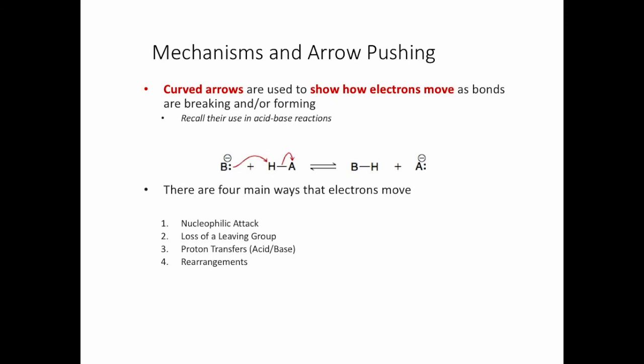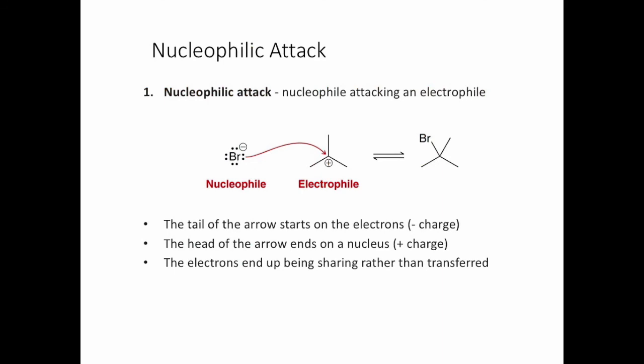The final topic I want to mention is on mechanisms and arrow pushing. So we've talked about this a bit and how curved arrows are used to show how electrons move. And there are 4 main ways that electrons move: nucleophilic attack, loss of a leaving group, which we haven't seen and we'll see in later chapters, proton transfers, we have seen that with our acid-base reactions, and then the one I just introduced in this video, rearrangements. So in a nucleophilic attack, the nucleophile attacks an electrophile, and the tail of the arrow starts on the electrons of the nucleophile and ends at the electrophilic site of the electrophile. And these electrons end up being shared as a bond.